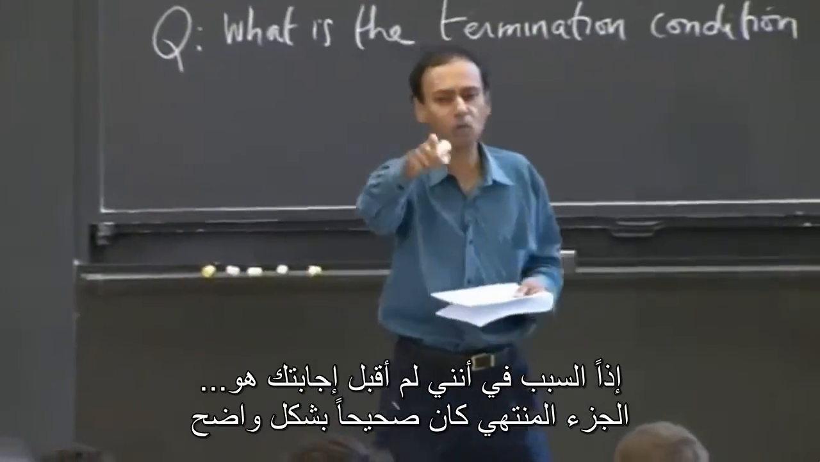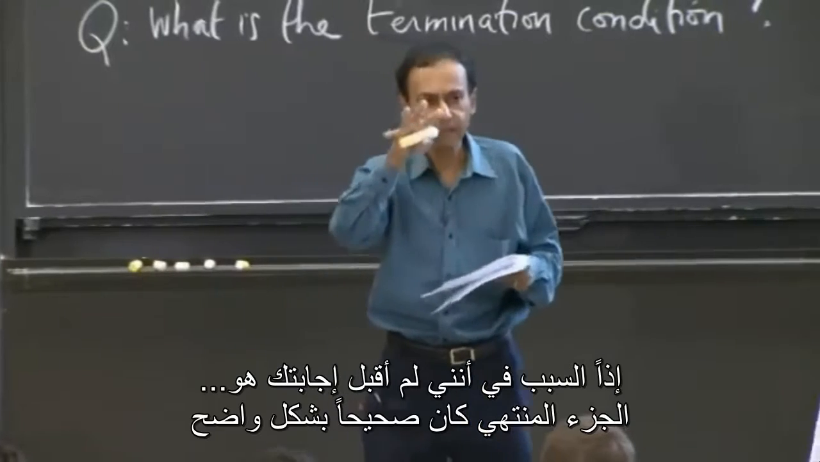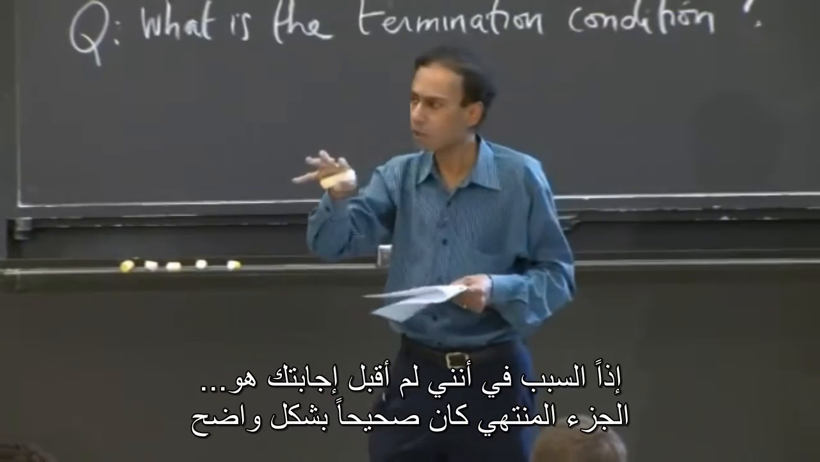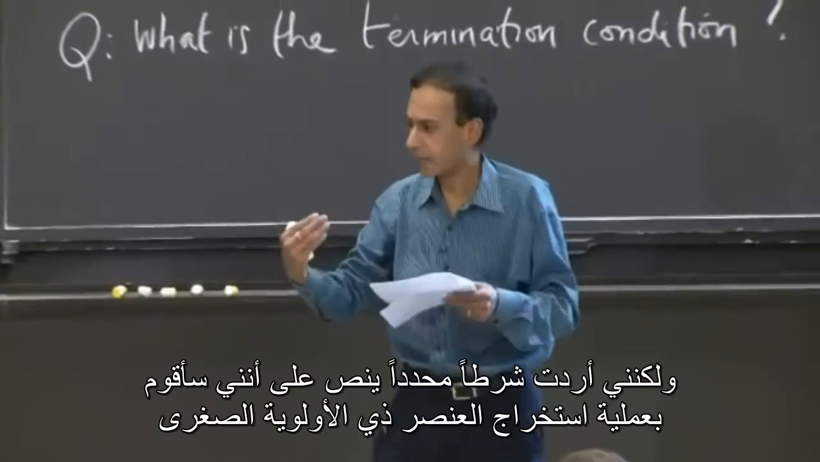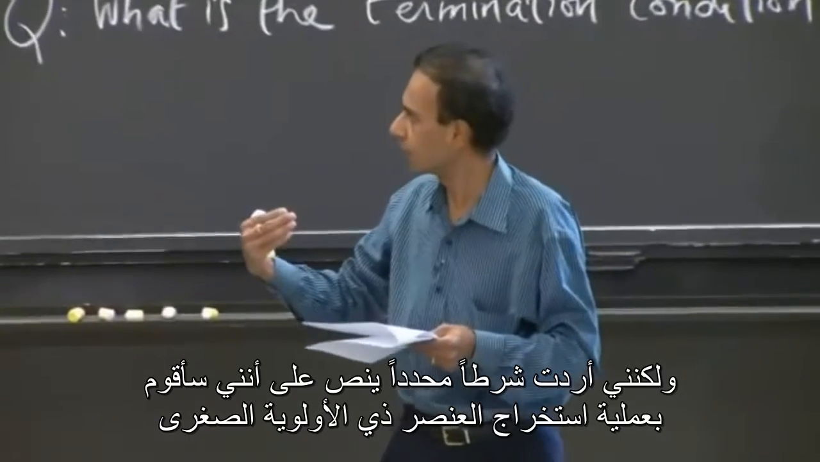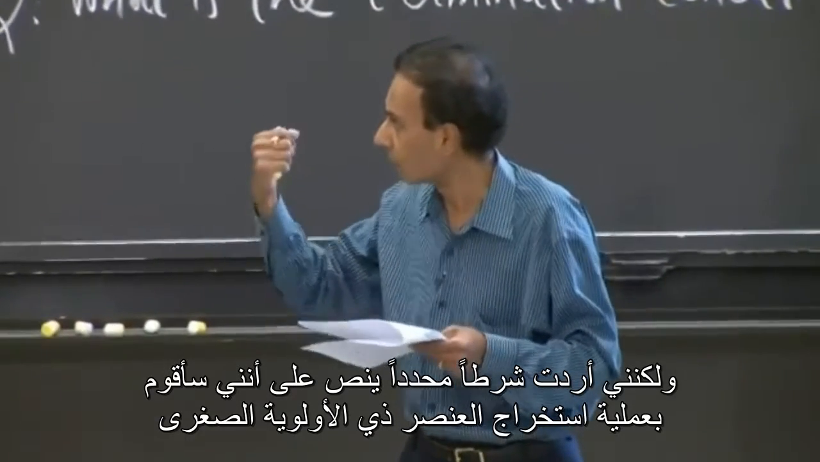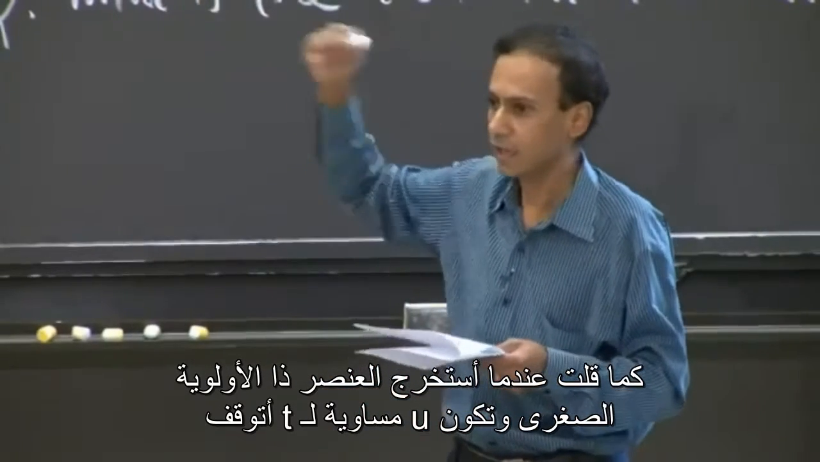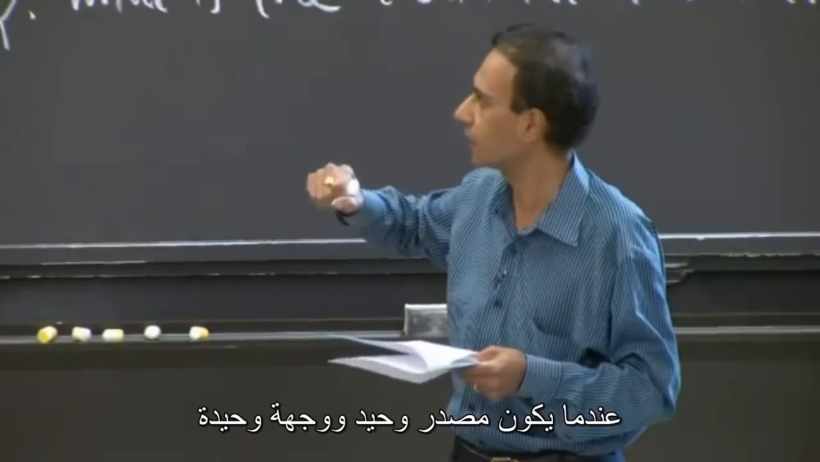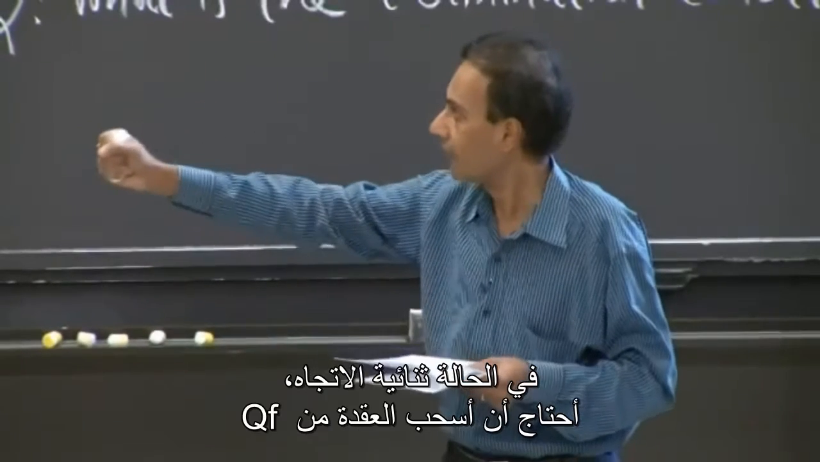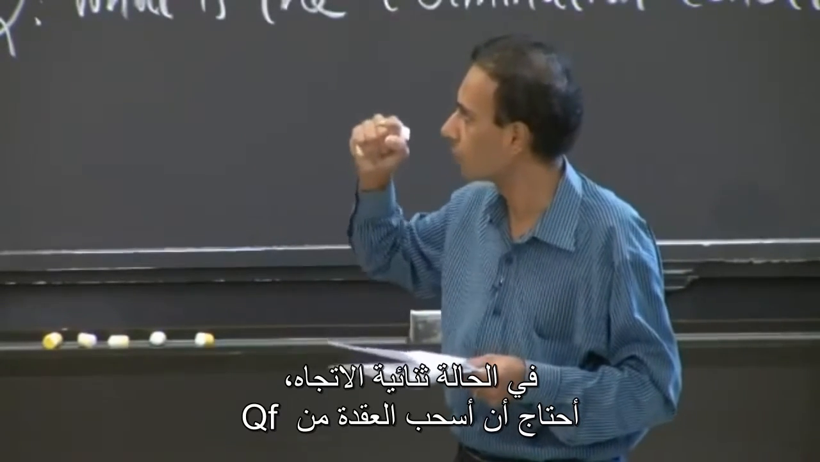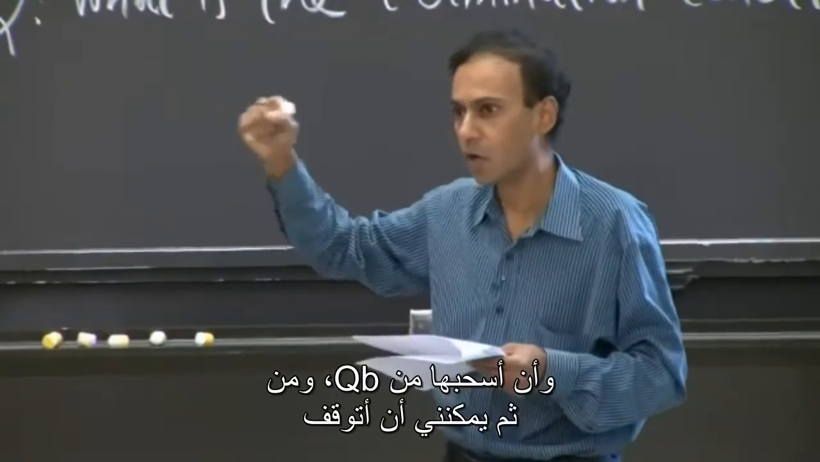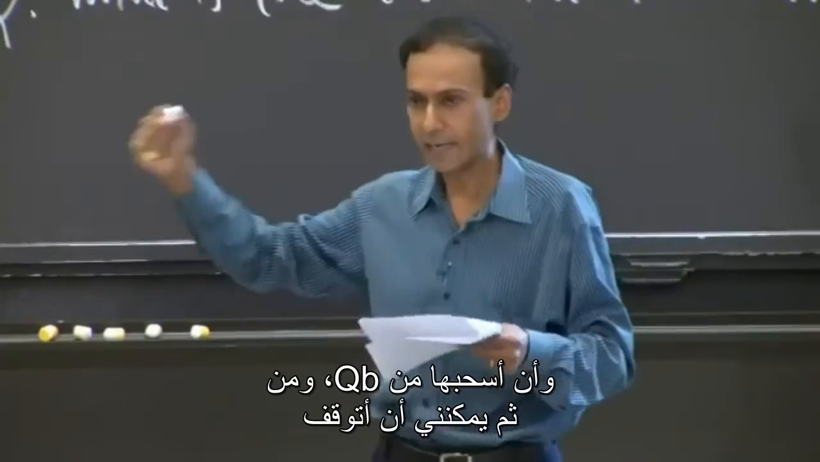So the reason I didn't quite buy your answer was the finite part is obviously correct, but I wanted a specific condition that says I'm going to do extract min. Just like I said, when I extract min and u equals t, I stop with the single source, single target. In the bidirectional case, I need to pull out a node from QF and pull out a node from QB, and then I get to stop.